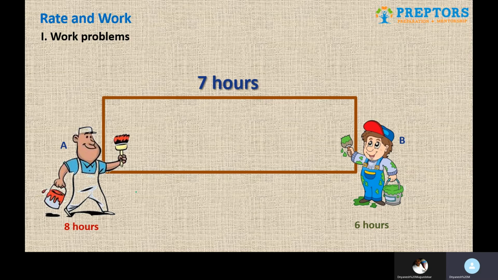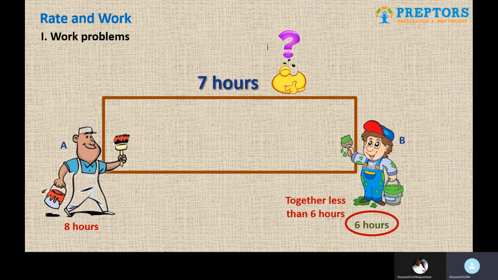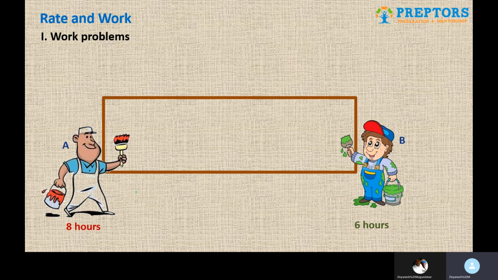So what we do here is look at it from a very different perspective. For example, both A and B, whatever time they are taking, are painting the same wall, which means the work done has to be constant. Because of this, let's assume the work done to be the LCM of both 8 and 6, and the LCM of 8 and 6 is 24. So let's assume that they both have to do 24 units of work.